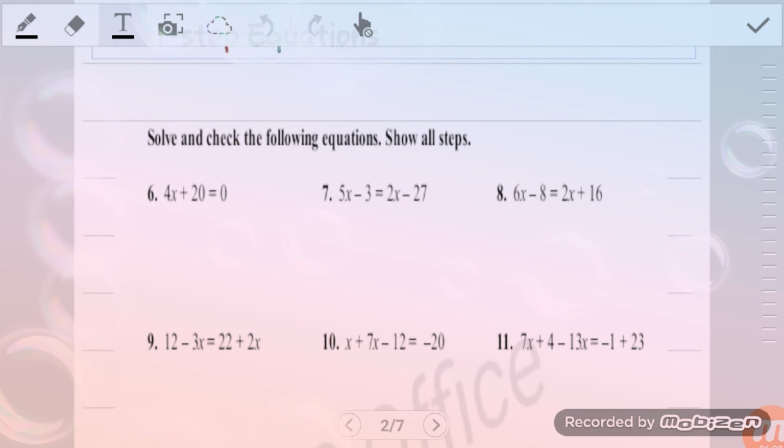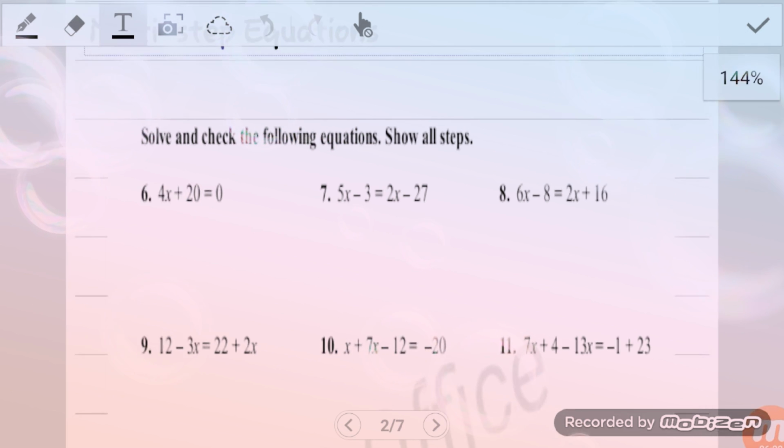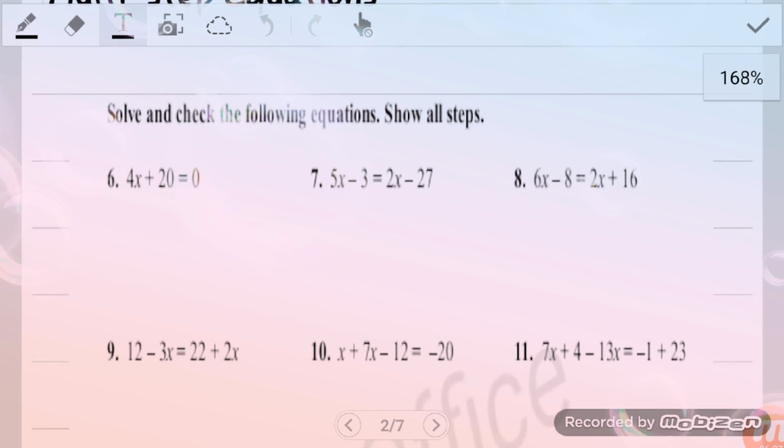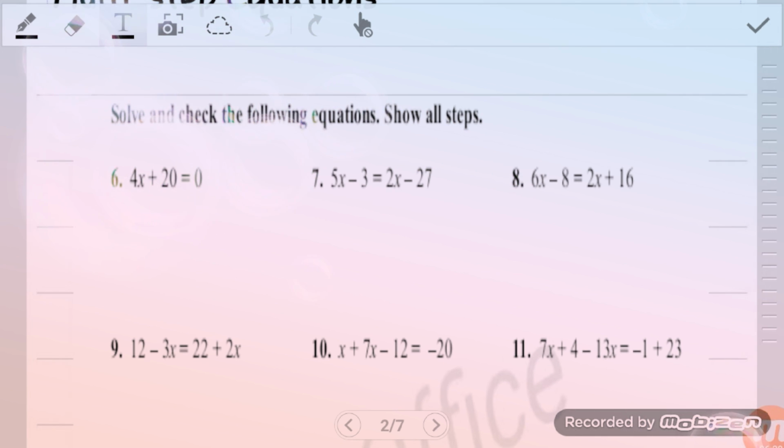Now it says here that you're to solve and check the following equations, and you must show all your steps. So here we go. The first example states that 4x plus 20 is equal to 0. All right, very simple equation, but let's not take it for granted. It is definitely something worth putting your time into.